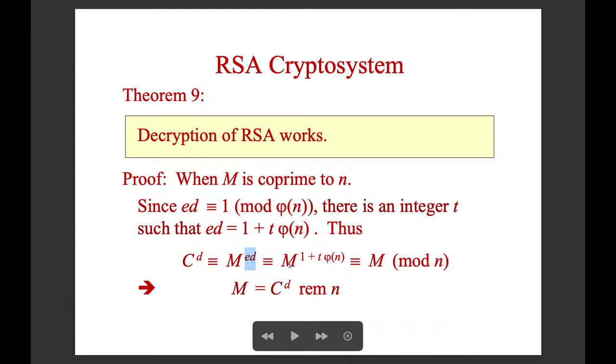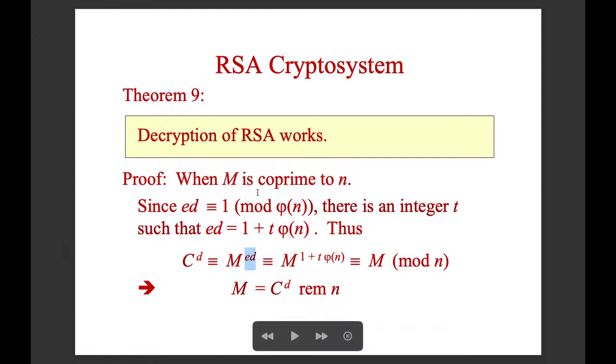On the other hand, m to the power 1 plus t phi n is equal to m to the power 1 multiplied with m to the power t phi n, but m to the power phi n is 1 using the extension of Fermat's Little theorem, because m itself is coprime to n. So in such a case, m to the power 1 plus t phi n is m to the power 1 multiplied with 1, which is equal to m. So what does that say? It says that c to the power d and m will be the same under modulo n, and because these numbers are assumed to be between 0 and n minus 1, it is uniquely decoded, so m must be equal to this one.